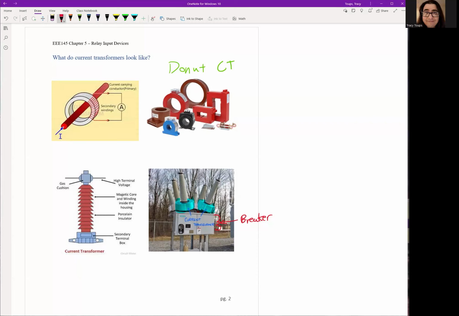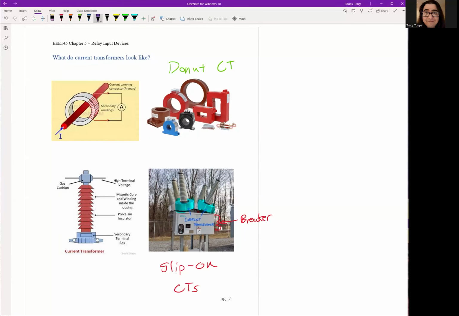So these are called slip-on CTs, right? Because they slip on the bushing of a circuit breaker. So typically any big circuit breaker or transformers, we're going to put some CTs on the bushings. It's just a nice convenient place to put it.